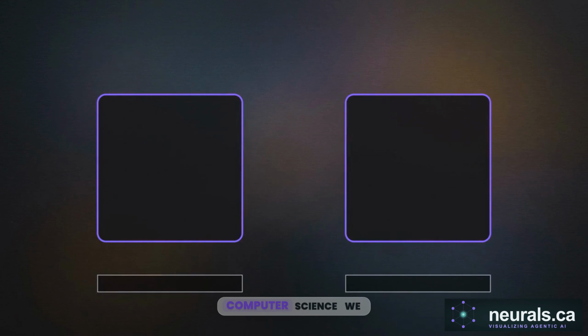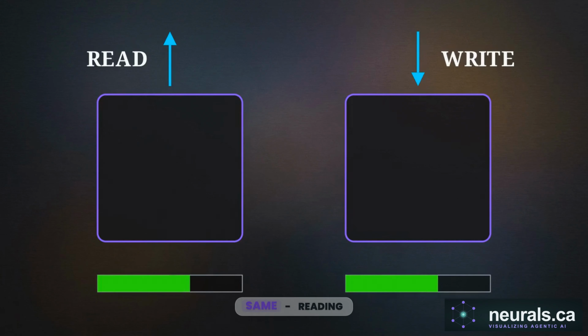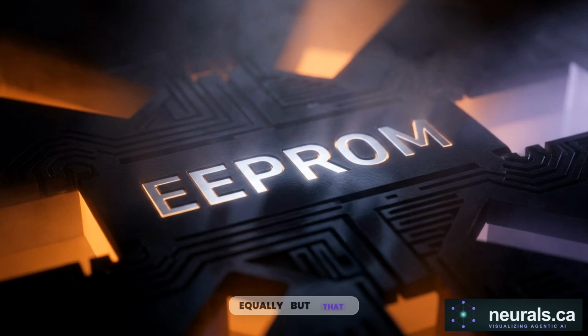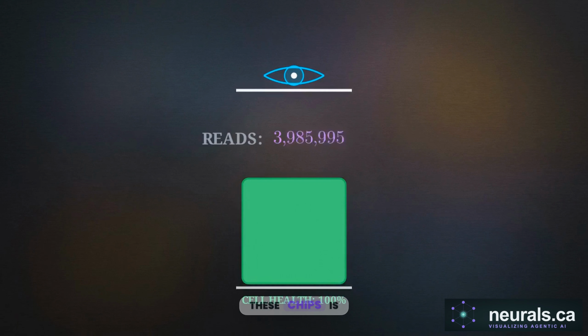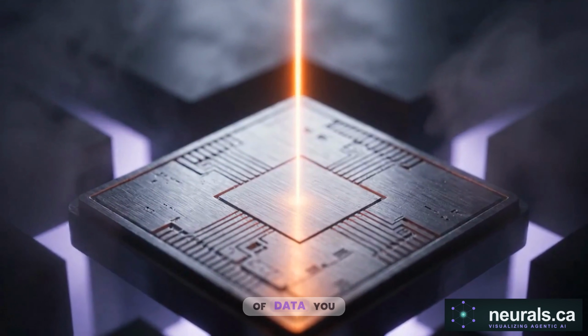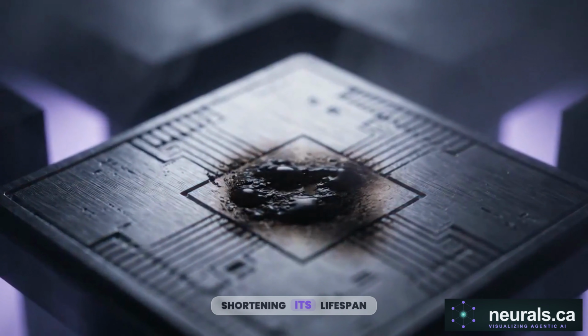In standard computer science, we generally assume that all memory operations cost roughly the same. Reading a value and writing a new value are treated equally. But that assumption breaks down when you work with wear-limited storage, like EEPROM or flash memory. In these formats, writing data carries a literal physical cost. Reading data from these chips is cheap and effectively unlimited, but every time you write a new piece of data, you physically degrade the memory cell, permanently shortening its lifespan.